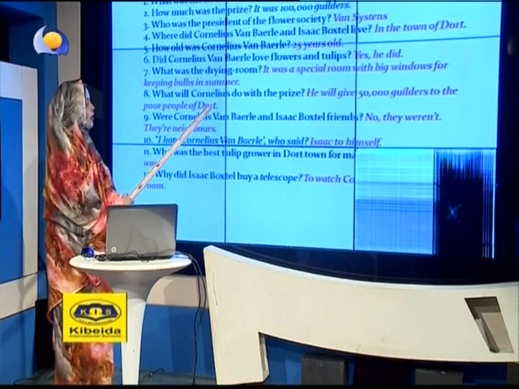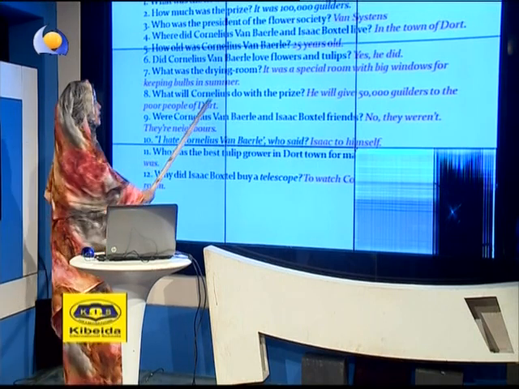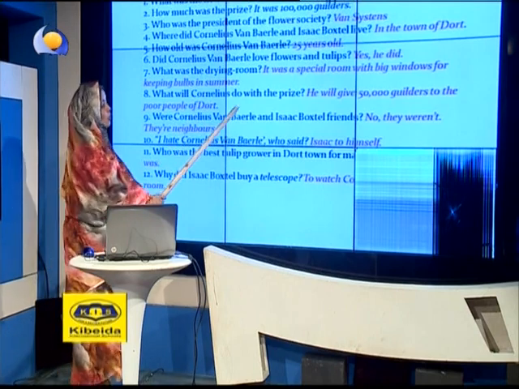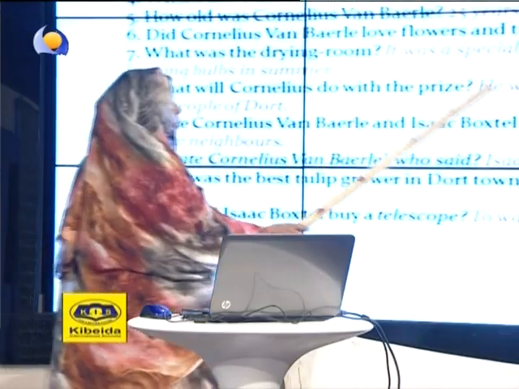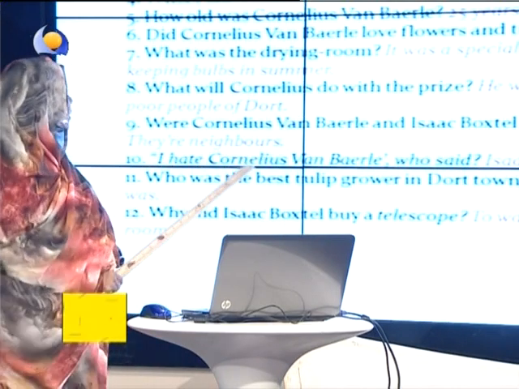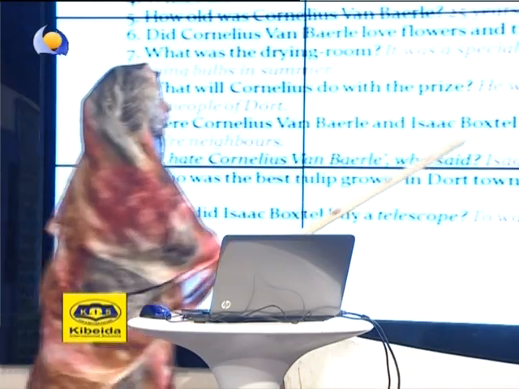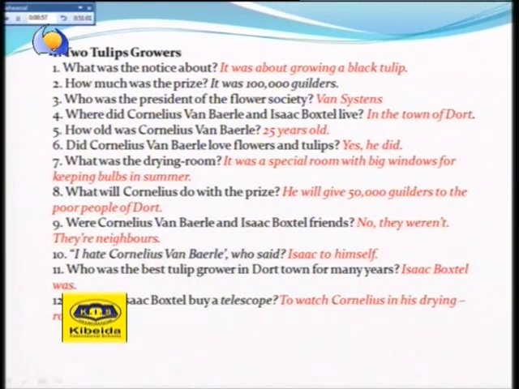What was the drawing room? At that time, there was something very important in the story to know: what is a drawing room. The drawing room was a special room with big windows for keeping bulbs in summer. What will Cornelius do with the prize? If he gains the prize, he will give half of it, which is 500,000 guilders, to the poor of Dort. He himself was a rich man. Were Cornelius and Isaac friends? They were neighbors, but not friends.